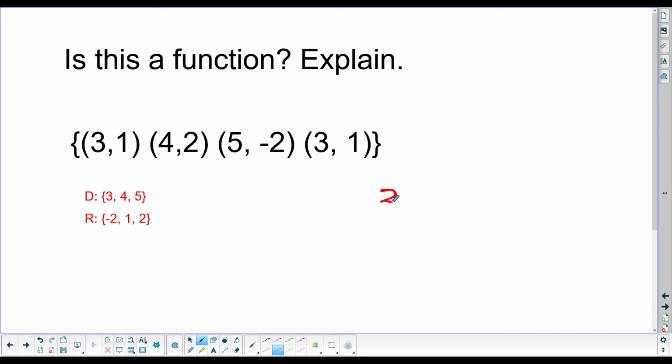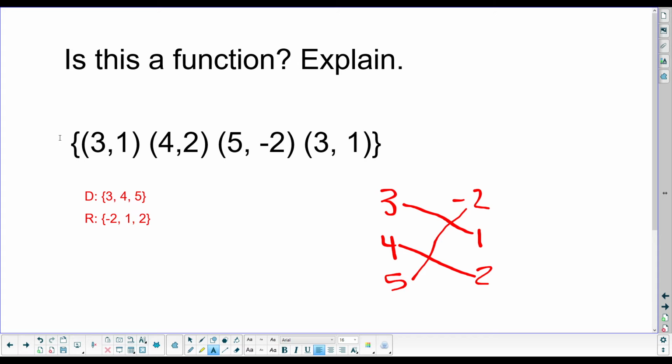So if I list out my domain and my range, well, 3 goes with 1, 4 goes with 2, 5 goes with -2, and 3 goes to 1 again. Notice that 3 in the domain only goes to 1. It happens to do it twice, but it only goes to 1. So is this a function? Yes, it is.